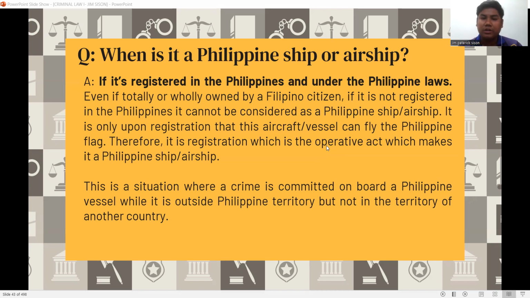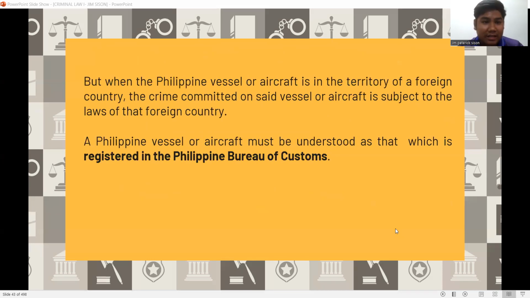This is a situation where a crime is committed on board a Philippine vessel while outside the Philippine territory but not in the territory of another country. Because if it is in the territory of another country, that is the exception, and the laws of that foreign country will take effect.